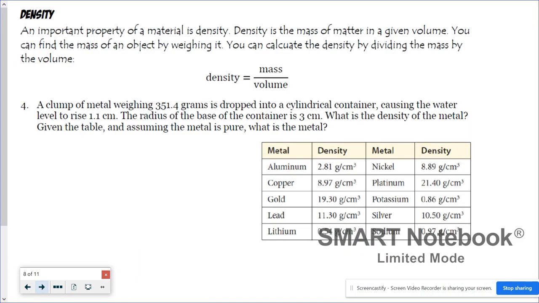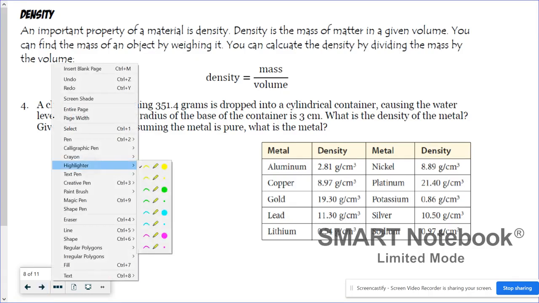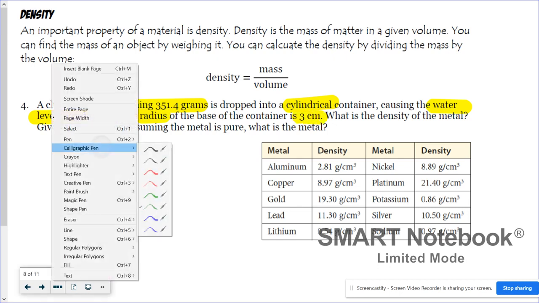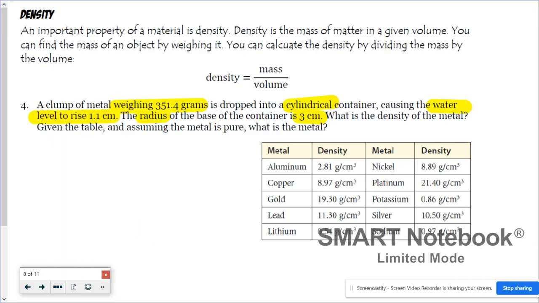This is the problem in your notes packet, okay? So here we have a clump of metal. All right, I'm gonna get my highlighter out. A clump of metal weighing 351.4 grams is dropped into a cylindrical container, causing the water level to rise 1.1 centimeters. The radius of the base of the container is 3 centimeters. What is the density of the metal? And then using that, we want to identify what kind of metal it is.